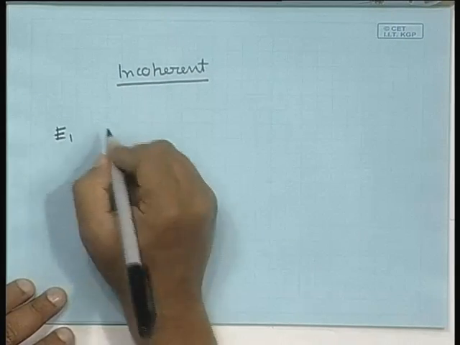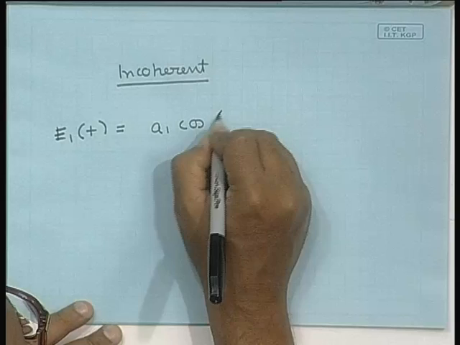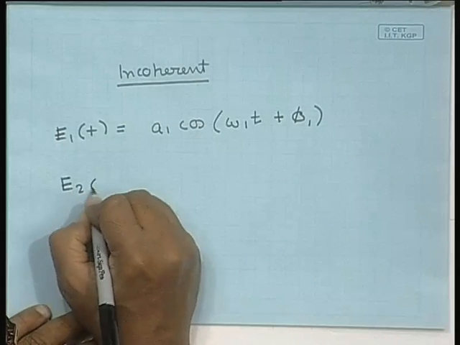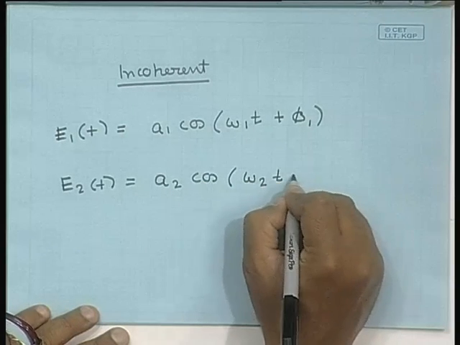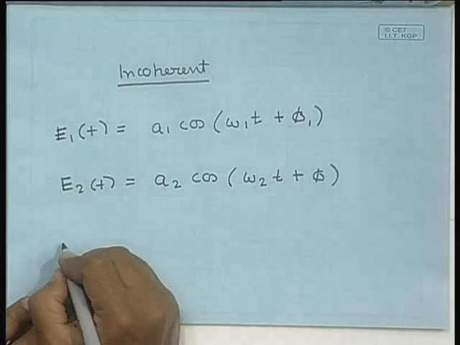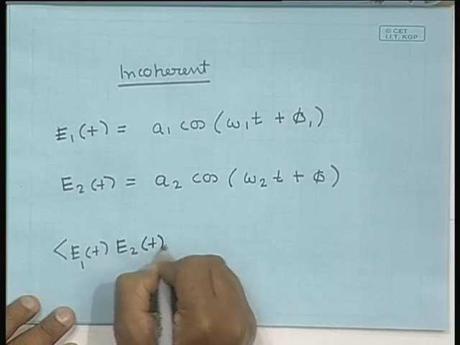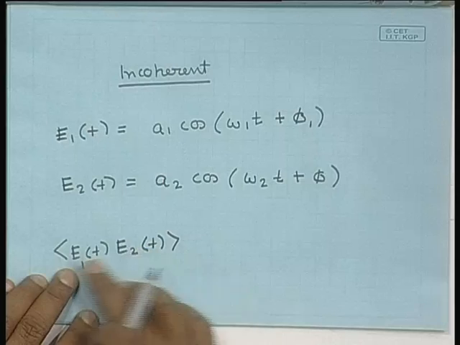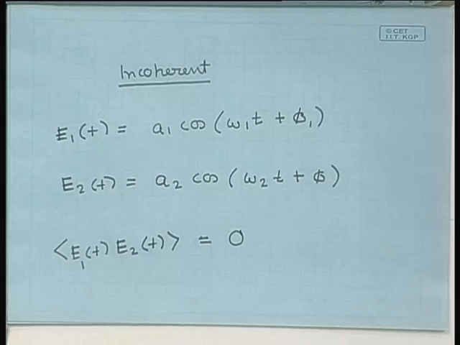So, consider E1. We are considering a situation where I have two waves which have two different angular frequencies omega 1 and omega 2. Right. And the quantity which we would like to calculate now is the product of E1(t) and E2(t). Now, we have discussed this, that if I take E1 and E2 to be sinusoidal waves of two different angular frequencies, this product is going to turn out to be 0. So, waves of two different angular frequencies are incoherent.